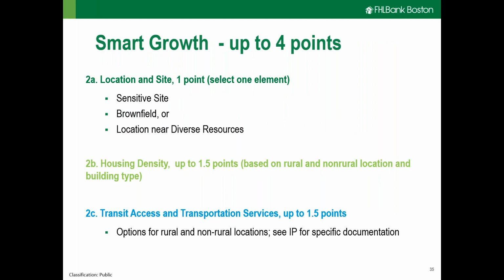So continue on with smart growth, location and site. You're allowed to have up to 1 point. This is a sensitive site, brownfield, or a location near diverse resources. Housing density: this is based on whether it's a rural or non-rural location and the building type, and depending on how many units are on that site, you can get up to 1.5 points. We also reward points for transit access and transportation services. Again, there are options for rural and non-rural locations, so please see our implementation plan for those specifics.